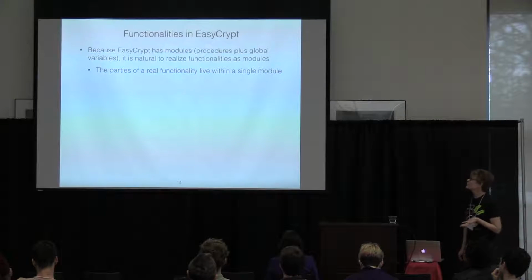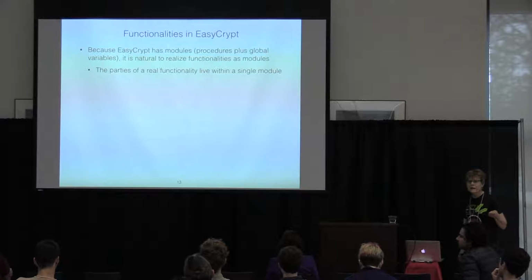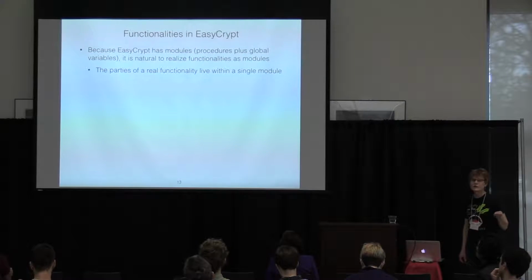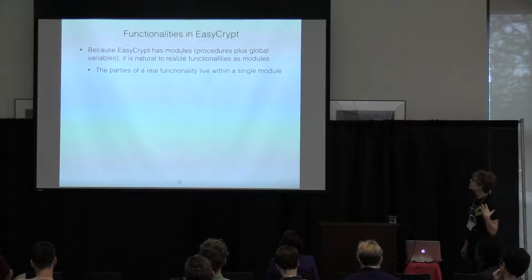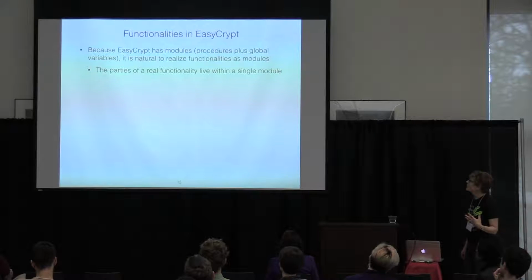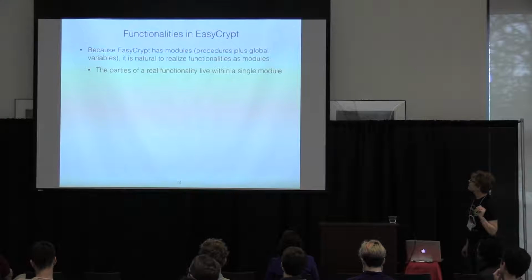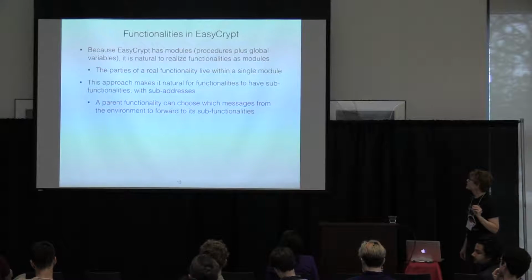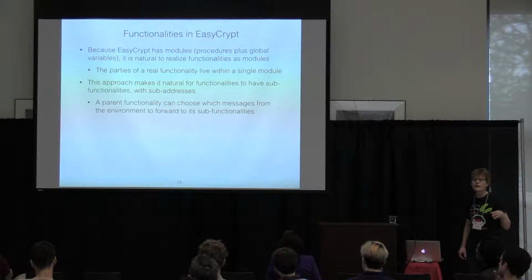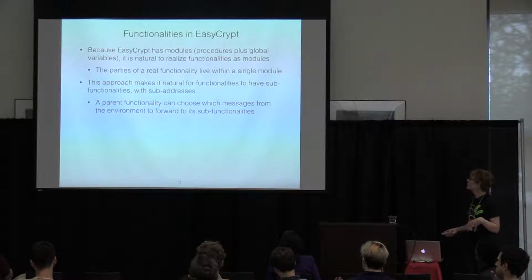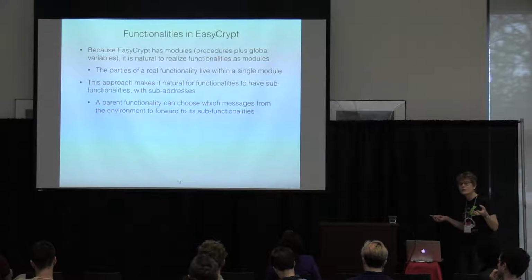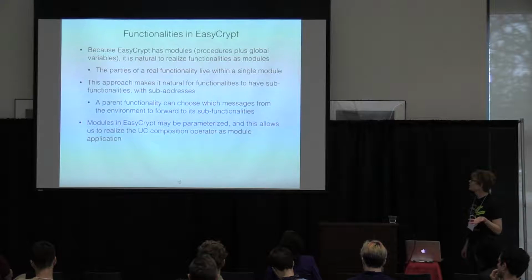EasyCrypt has modules, as I mentioned before, and so it's natural, I believe, to realize functionalities, real protocols or ideal functionalities, as modules. In this way of thinking, the parties of a real functionality all live under the same roof, all within the same module. This makes it natural for functionalities to have sub-functionalities with sub-addresses, and a parent functionality can guard those sub-functionalities, deciding what to forward on from the environment to their children, protecting them.